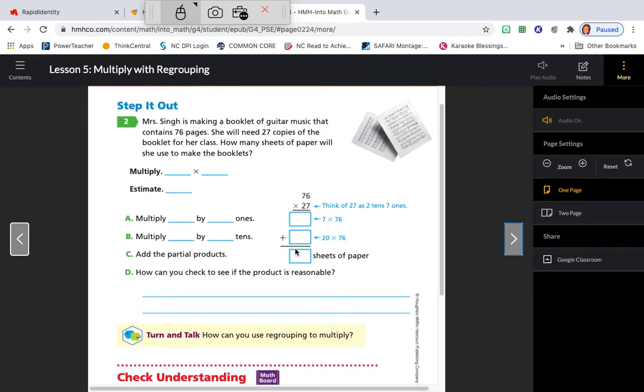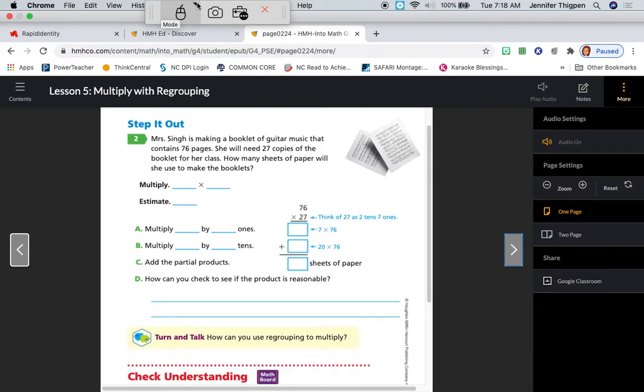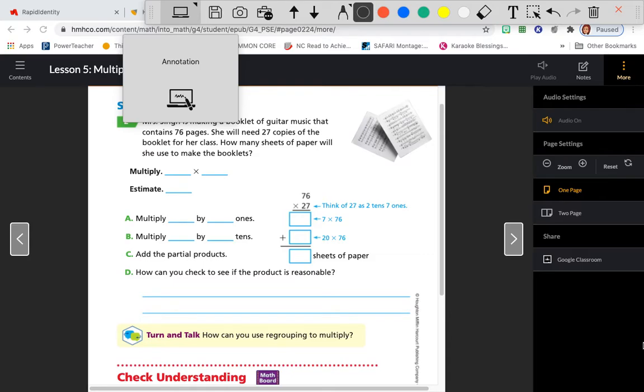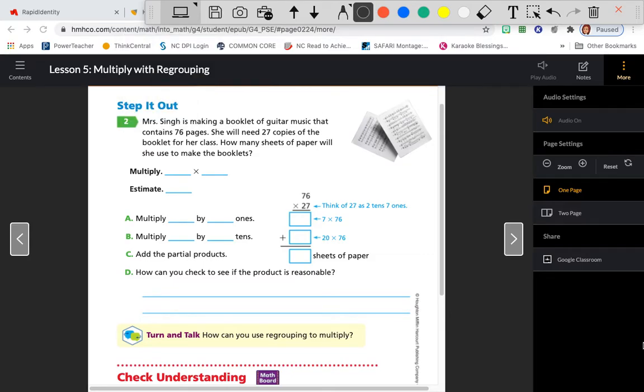Okay, let's look at Step It Out together. Miss Singh is making a booklet of guitar music that contains 76 pages. She will need 27 copies of the booklet for her class. How many sheets of paper will she use to make the booklets? First, let's build our equation. So she needs 27 copies, and each booklet contains 76 pages. So we're trying to figure out how many sheets of paper she needs to use.